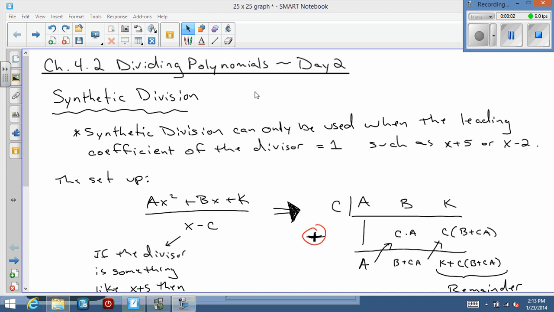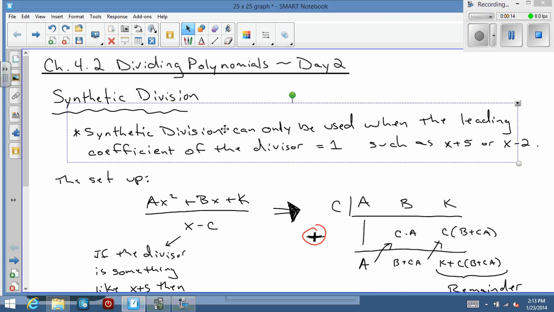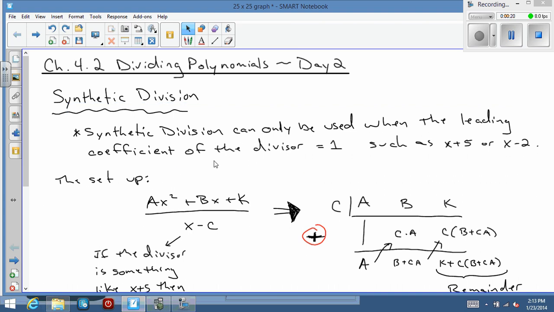Here we have chapter 4.2, dividing polynomials, but day 2. And today we are doing synthetic division. Synthetic division is another type of division other than long division. And synthetic division can only be used when the leading coefficient of the divisor is equal to 1, such as x plus 5 or x minus 2. The leading coefficient on both of those with the x is 1.